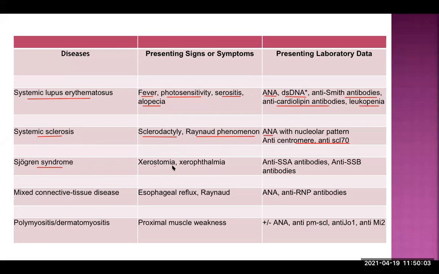Sjogren syndrome, we have xerostomia and xerophthalmia, and we have SSA and SSB antibody, also known as Ro and La antibody. Ro and La, they're quite commonly used terms in clinical practice. Mixed connective tissue disease, we have esophageal reflux and Raynaud phenomenon, and we have ANA, anti-ribonucleoprotein antibody. Okay, ribonucleoprotein antibody. And polymyositis and dermatomyositis, we have proximal muscle weakness. So there may be ANA or may not be ANA sometimes. Okay, anti-PM-Scl, anti-Jo-1, and anti-Mi-2. These are all different types of antibodies which may be present there.